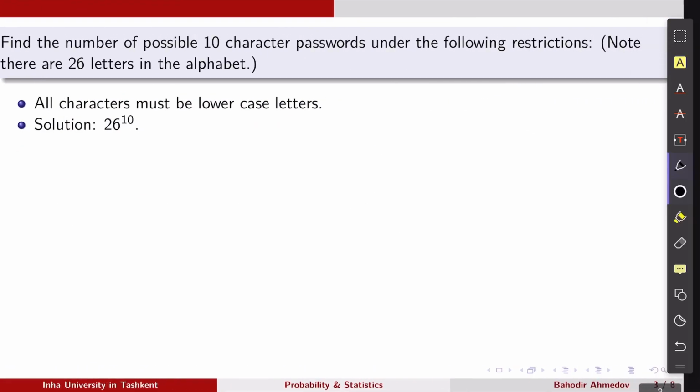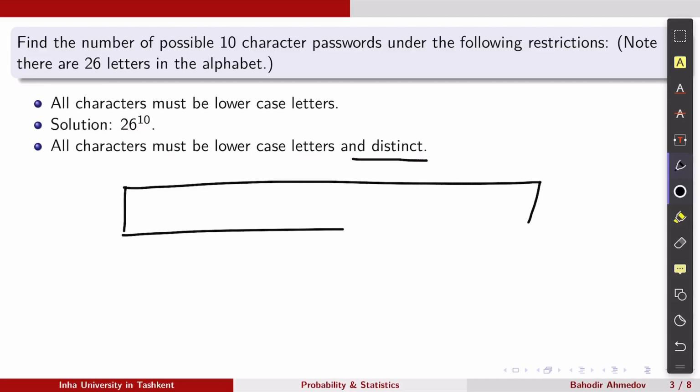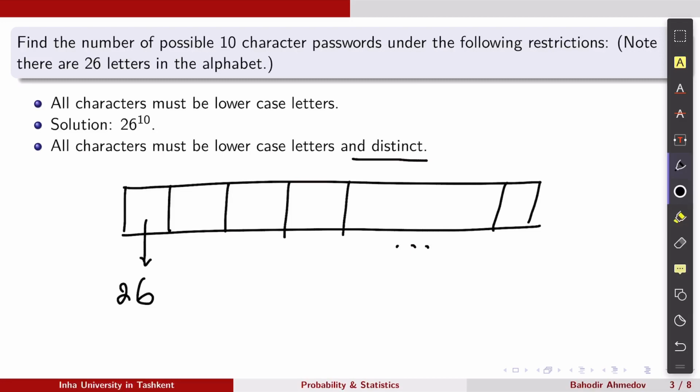So let's consider another example. All characters must be lowercase letters and distinct. It is given that all of the letters are now going to be different from each other. So if you use one of the letters once, you can't use it anymore. There are 10 boxes, let's say. In the first place, you can put any of the 26 letters. If you decide to use one of them, for example A, you cannot use it anymore in the second place. Or if you have decided to use the B in the first place, you can't use it in the second place. So there are 25 possible cases in the second place, so you can use only 25 letters in the second, 24 in the third, and so on.